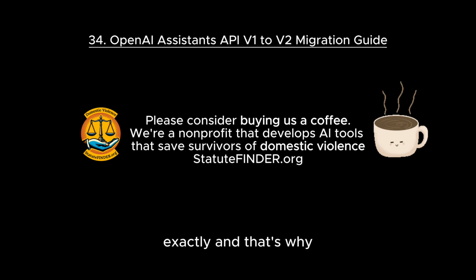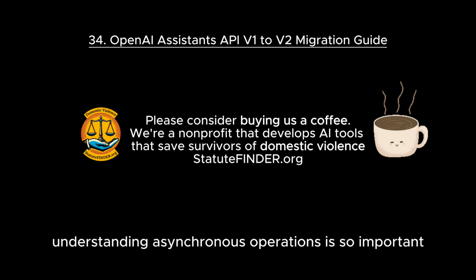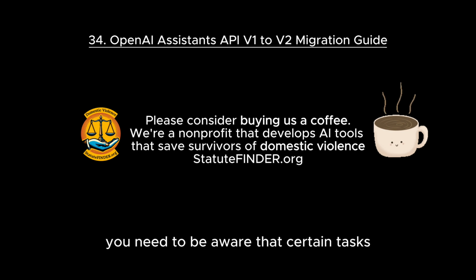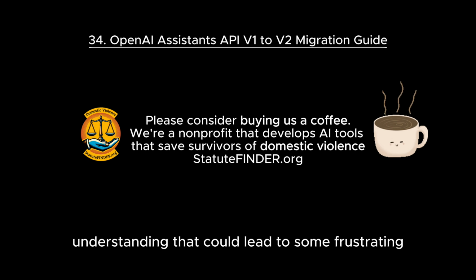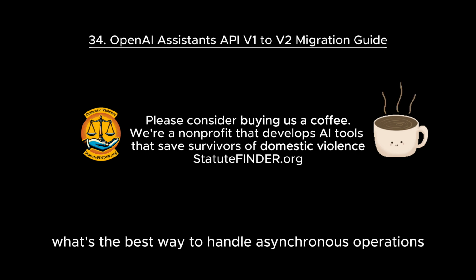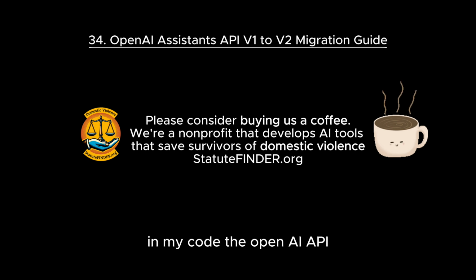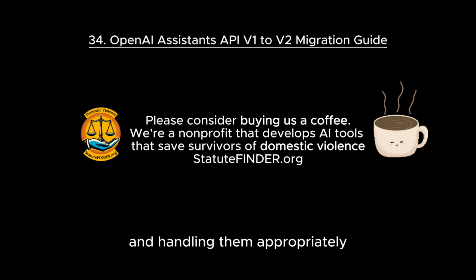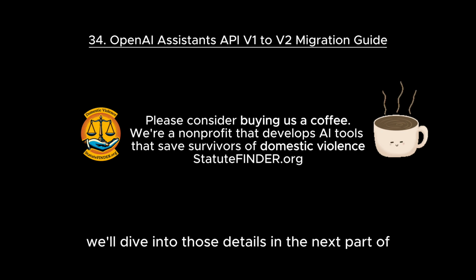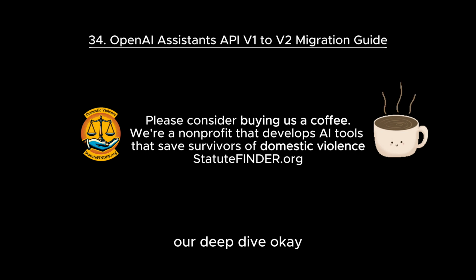Exactly. And that's why understanding asynchronous operations is so important. You need to be aware that certain tasks might not happen instantaneously, and you might need to build in some checks to ensure that things are ready before you try to use them. That makes a lot of sense. I can see how not understanding that could lead to some frustrating errors. So what's the best way to handle asynchronous operations in my code? The OpenAI API provides mechanisms for checking the status of asynchronous operations and handling them appropriately. We'll dive into those details in the next part of our deep dive. Okay, looking forward to that.